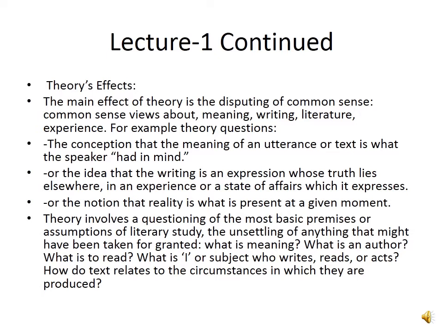So these are the areas of theory, because theory is prone to exploration, it's prone to interpretation. What we do in theory, with the help of theory, we interpret literature. We try to interpret what is meaning. What is an author? What is to read? What is I or subject? Who writes, reads, or acts? So these are the things theory works on.